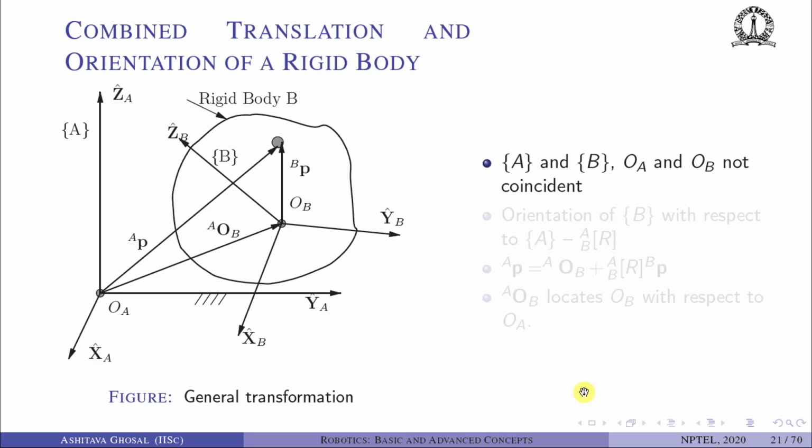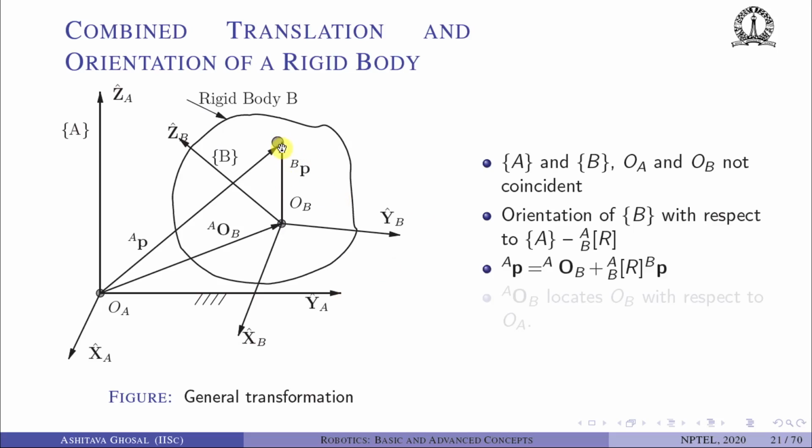Once we have a representation of orientation of a rigid body, let us look at combined translation and orientation of a rigid body. We have this rigid body B with a coordinate system xb, yb, zb and an origin OB. We have a reference coordinate system xa, ya, za with an origin OA, labeled A. The origins OA and OB are not coincident anymore because we are also looking at translation. When we were looking at orientation, OA and OB were at the same place. The orientation of B with respect to A, this rotation matrix, is known or can be obtained.